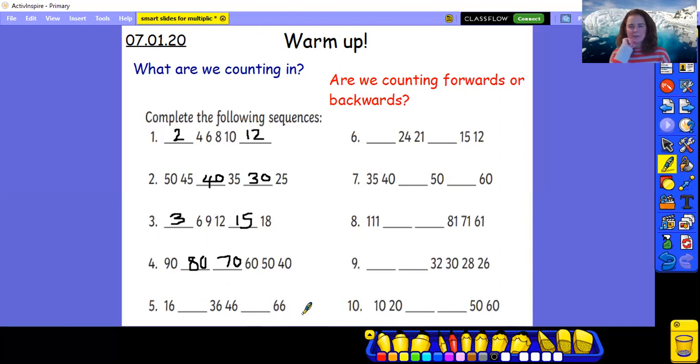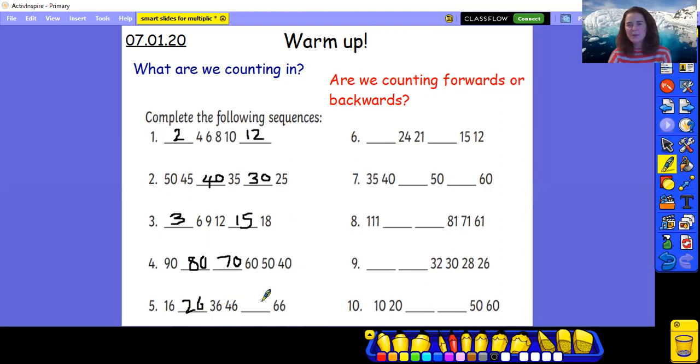I'll give you a couple of seconds to have a think about it. What would come after 16 and before 36? I'll give you a clue. We're counting in tens, but instead of counting in tens from 10, we're counting in tens from 16. So use your 100 square. What is 10 more than 16? Hopefully you're all shouting it out at me. Is it 20 or 26? 26. So now we've got 16, 26, 36, 46.